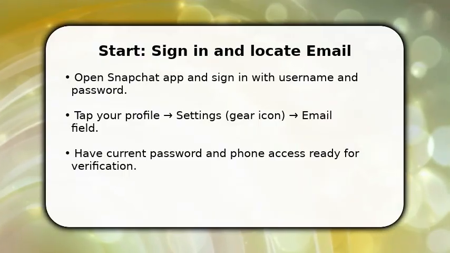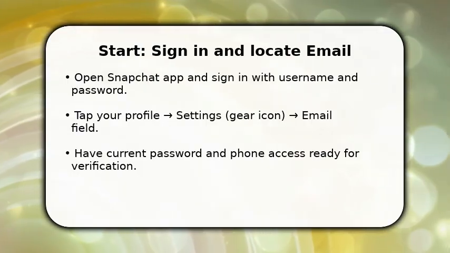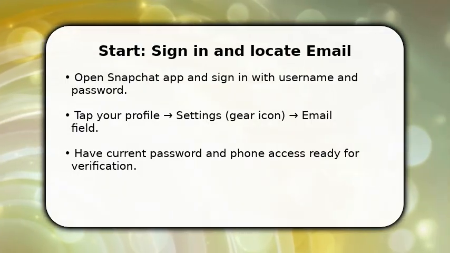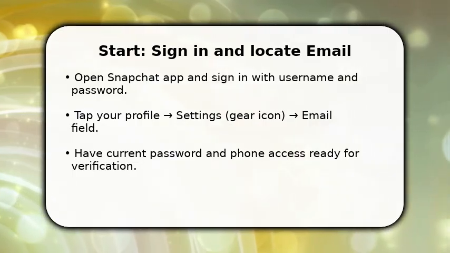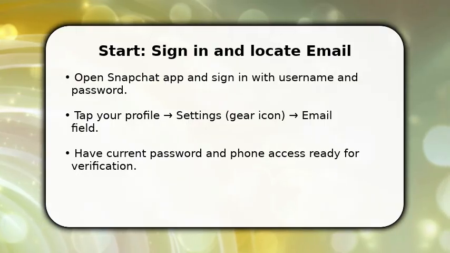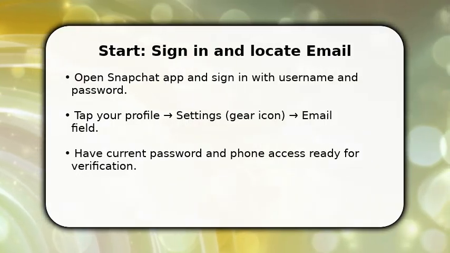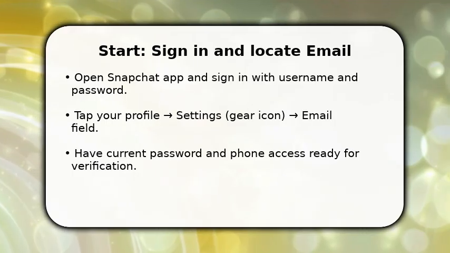You sign into Snapchat and go straight to your profile. Once there, open Settings and find Email. You need to confirm your current password to edit account contact info, so enter it when prompted. If you have two-factor enabled, make sure your phone or authenticator is available to receive codes.